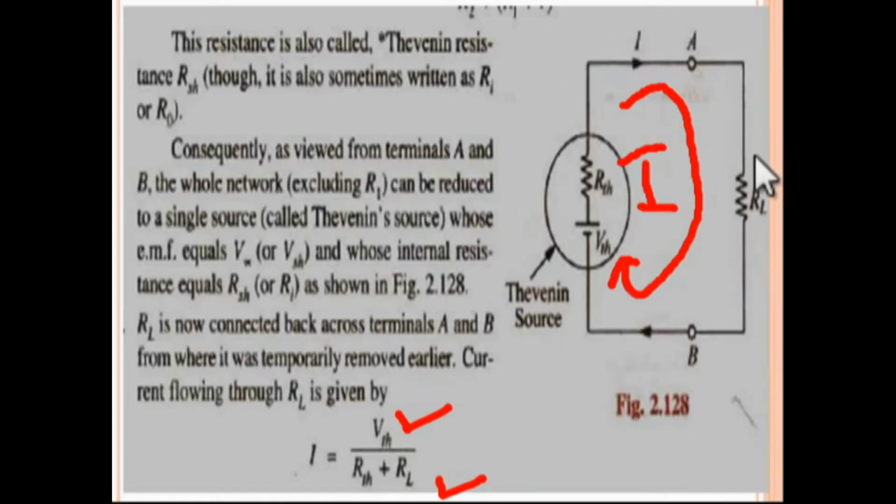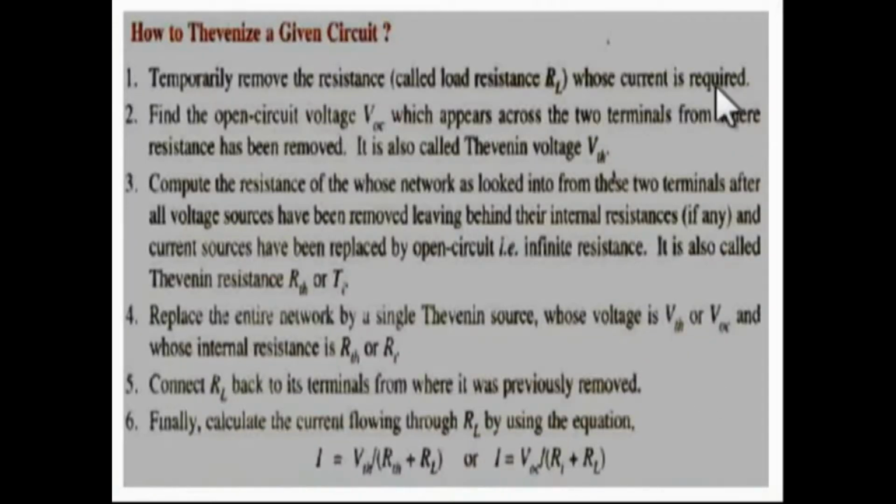You can see over here Thevenin's resistance is also sometimes written as Ri or Ro, and consequently, as viewed from terminals A and B, the whole network excluding RL can be reduced to a single source called Thevenin's source. So guys, now we can directly move to the next slide and see what the different steps of Thevenizing a given circuit are. Here you can see these are the different steps of Thevenizing a given circuit.